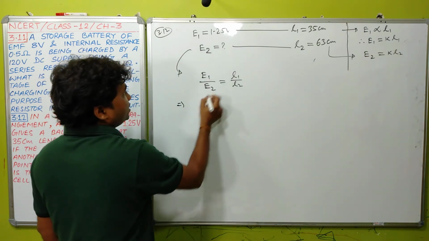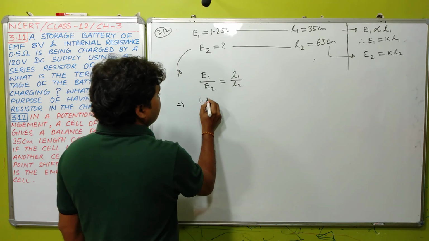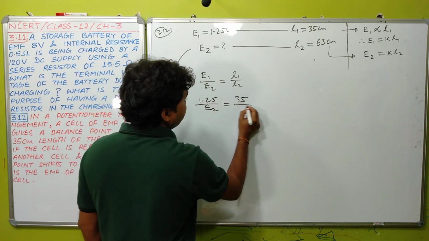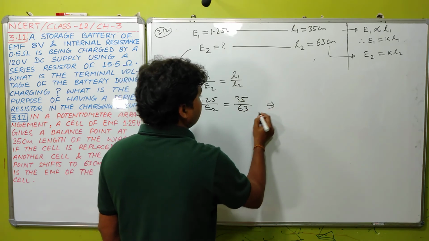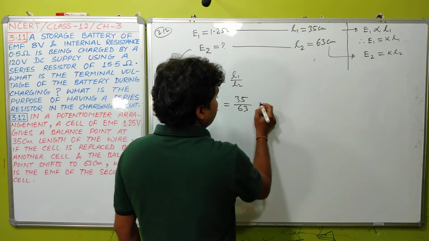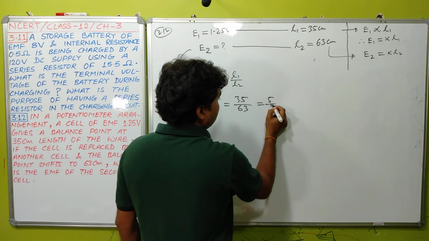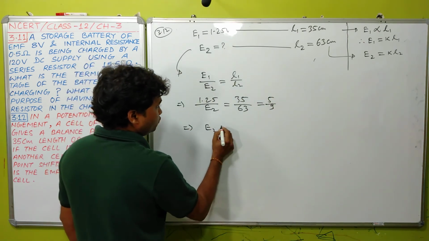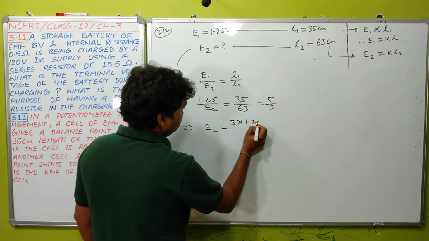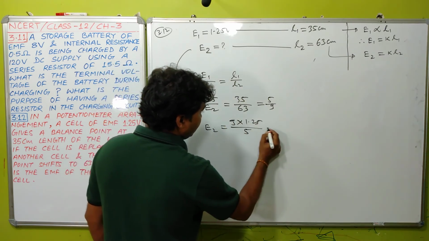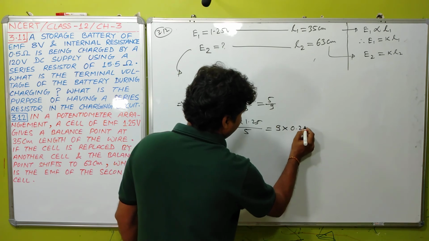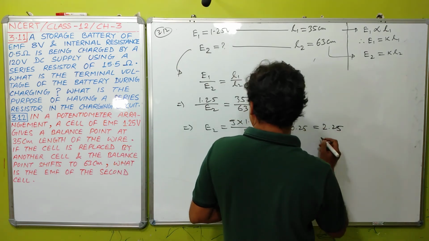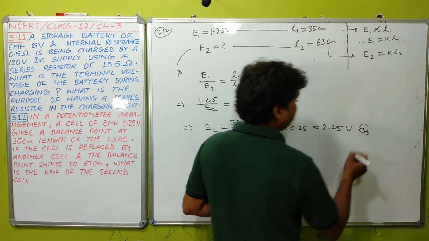And so now putting all the values of these terms, 1.25 divided by E2 equals 35 divided by 63. This you can further write as 5 by 9. So E2 equals 9 into 1.25 divided by 5. This is 9 into 0.25. This is 2.25 volt. 2.25 volt is your final answer.